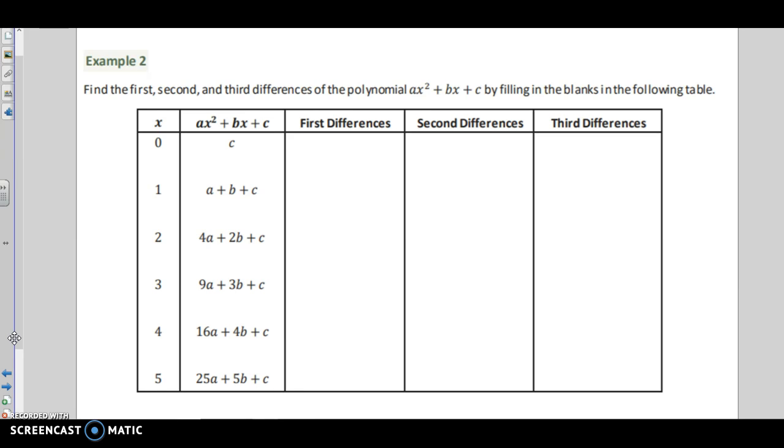So when x is 0, I'm going to have c. When x is 1, I'm going to have a plus b plus c. When x is 2, I'm going to have 4a plus 2b plus c, and so on and so forth. I'm just plugging this column in for x into the equation, and then I'm going to subtract. So my first difference, a plus b plus c minus c, just leaves me with a plus b.